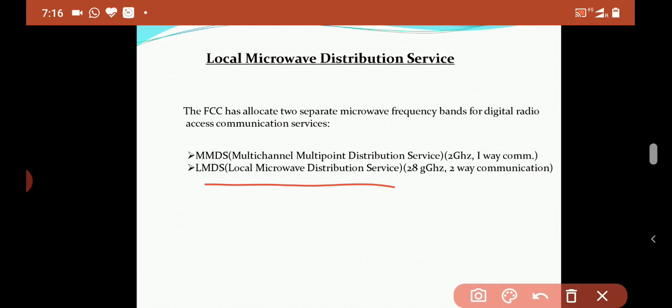What are the advantages, what are the disadvantages, and other details you can go through in your notes, which I have already provided to you.